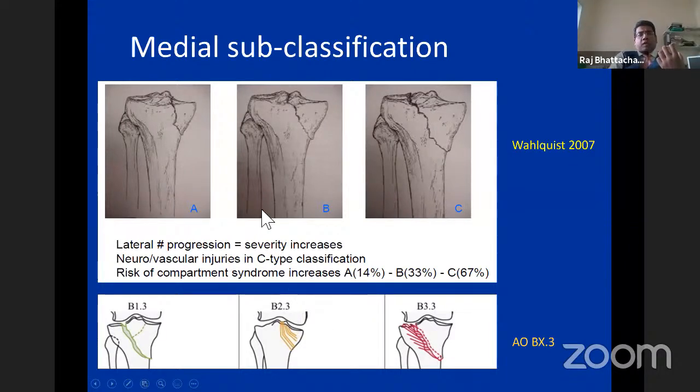If you look at this subclassification of the 4s, as you go lateral with your fracture line, it gets more and more severe. But if you think of this fracture, this medial condyle is attached to the knee, and the whole of this has actually moved out and come back. So this behaves in the same way as a knee dislocation, and that's why they have to be treated in the same way as well.